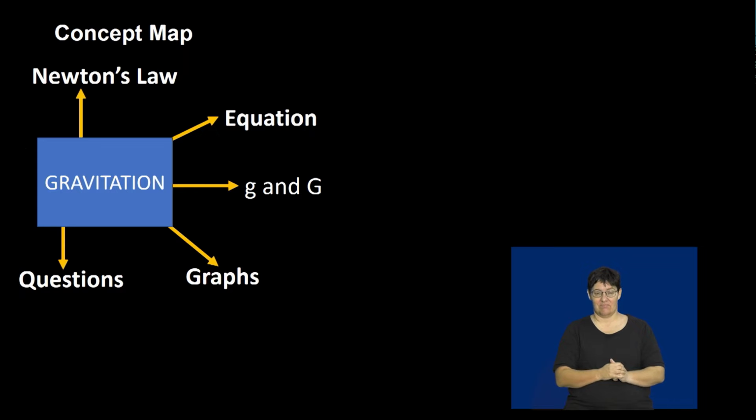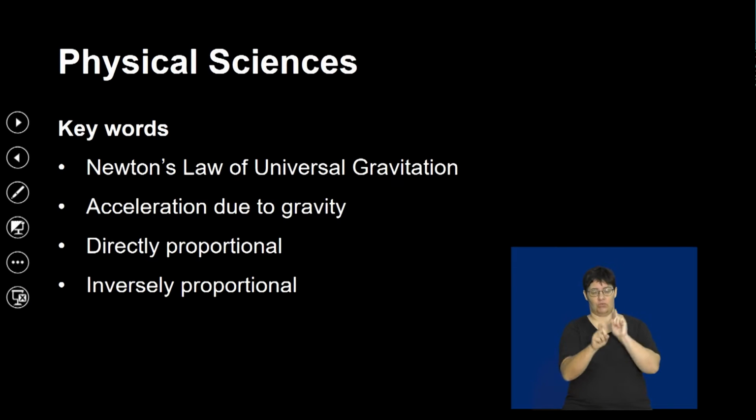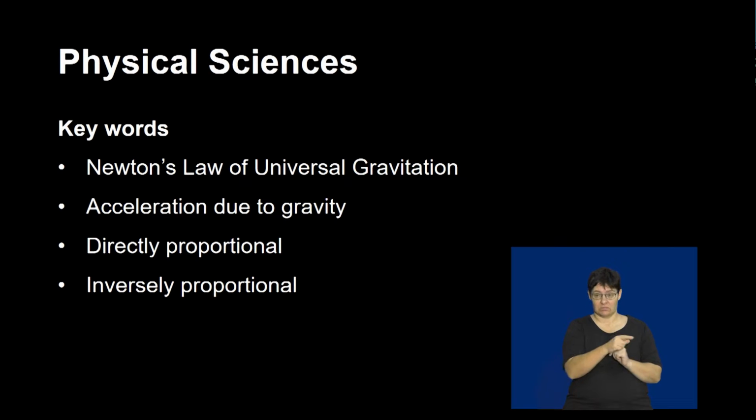So, we know Newton's law. We're going to look at the equation a little bit more, and G and big G, and some graphs, and then we're going to do questions. So, here are our keywords. Newton's law of universal gravitation, which hopefully you can state. Acceleration due to gravity, which you should also know about. And then we're going to look at directly proportional and inversely proportional, and what that means for us.